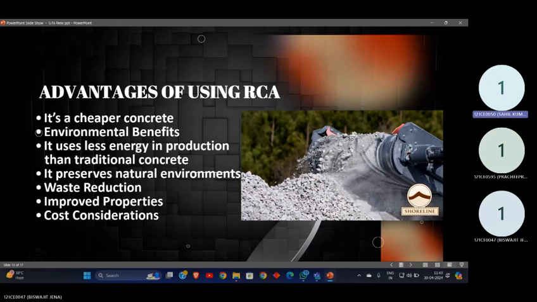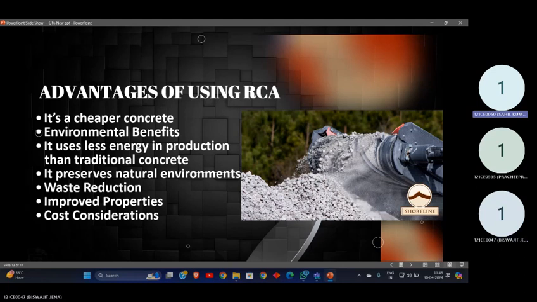Now we'll talk about advantages of using RCA. There are several advantages. First is environmental sustainability. One of the most significant benefits of it is positive impact on the environment. Recycling waste material reduces the burden on landfill and minimizes the need for acquiring natural aggregate, which helps conserve natural resources and reduces energy consumption and greenhouse gas emission associated with extraction and transportation of virgin material.